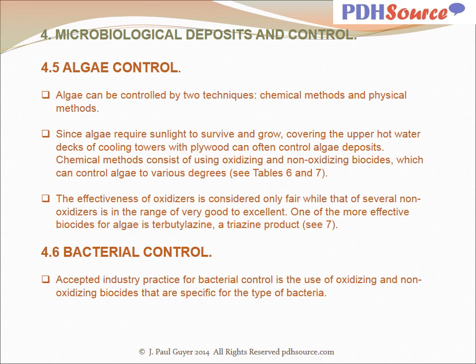Algae control. Algae can be controlled by two techniques: chemical methods and physical methods. Since algae require sunlight to survive and grow, covering the upper hot water decks of cooling towers with plywood can often control algae deposits. Chemical methods consist of using oxidizing and non-oxidizing biocides, which can control algae to various degrees. Refer to tables 6 and 7.